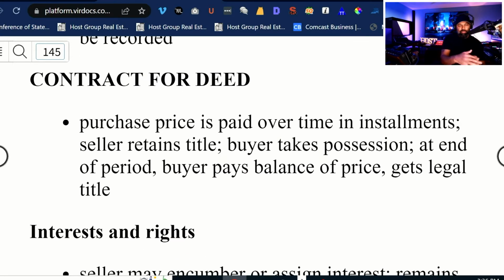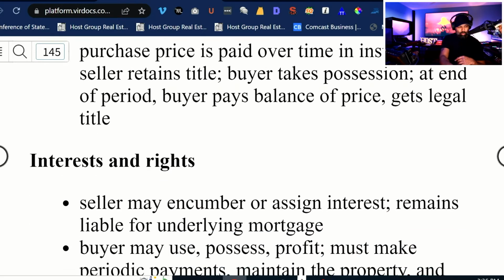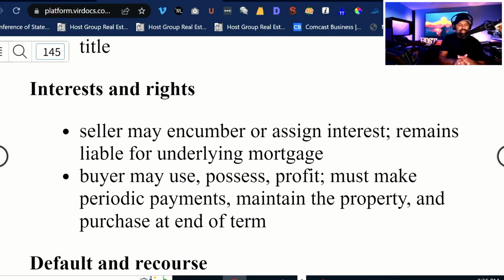The third and final contract that we talked about in this segment was the contract for deed or the installment contract. The purchase price is paid over time and in installments, which is why they call it an installment contract. The seller retains legal title. The buyer takes possession. At the end of the period, the buyer pays the balance of price and gets the legal title. Regarding interests and rights, the seller may encumber or assign interests, remain liable for the underlying mortgage. The buyers may use, possess, profit, must make periodic payments, maintain the property, and purchase at the end of the term.